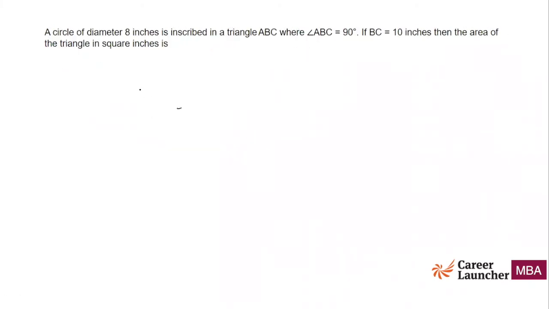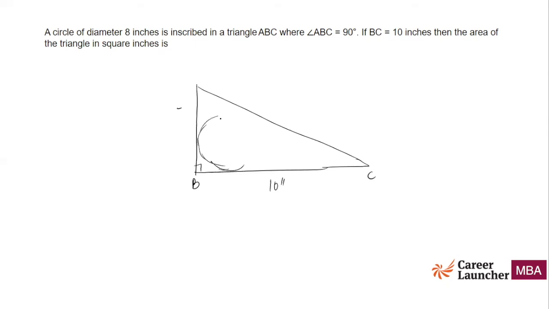A circle of diameter 8 inches inscribed in a triangle ABC, where angle B is 90 degrees. Okay, so we have a right angle triangle where this is 90 degrees and this is 10 inches. And there is a circle inside it. So the circle is inscribed, so it will touch all 3 sides.